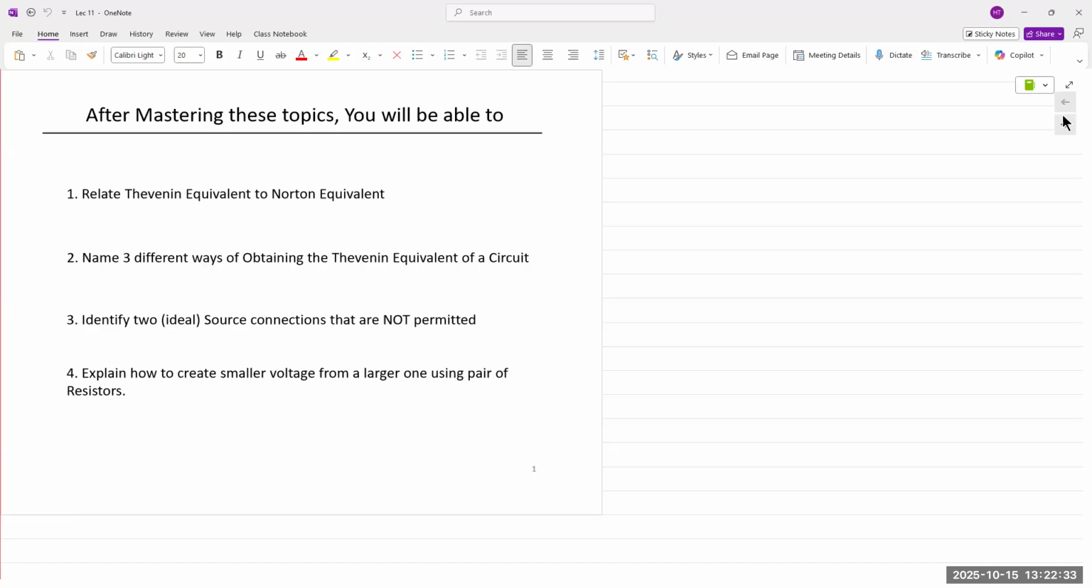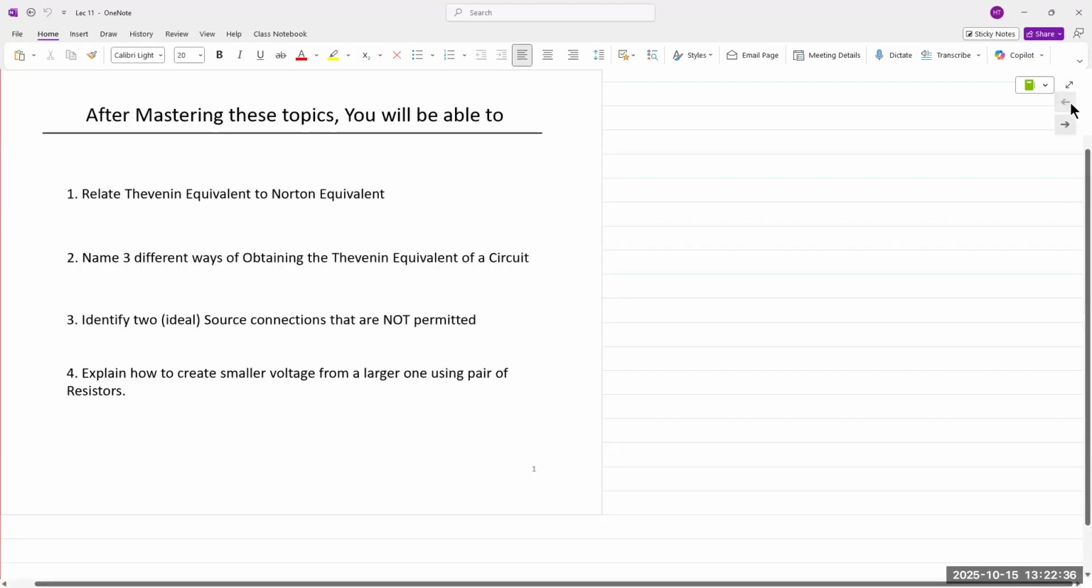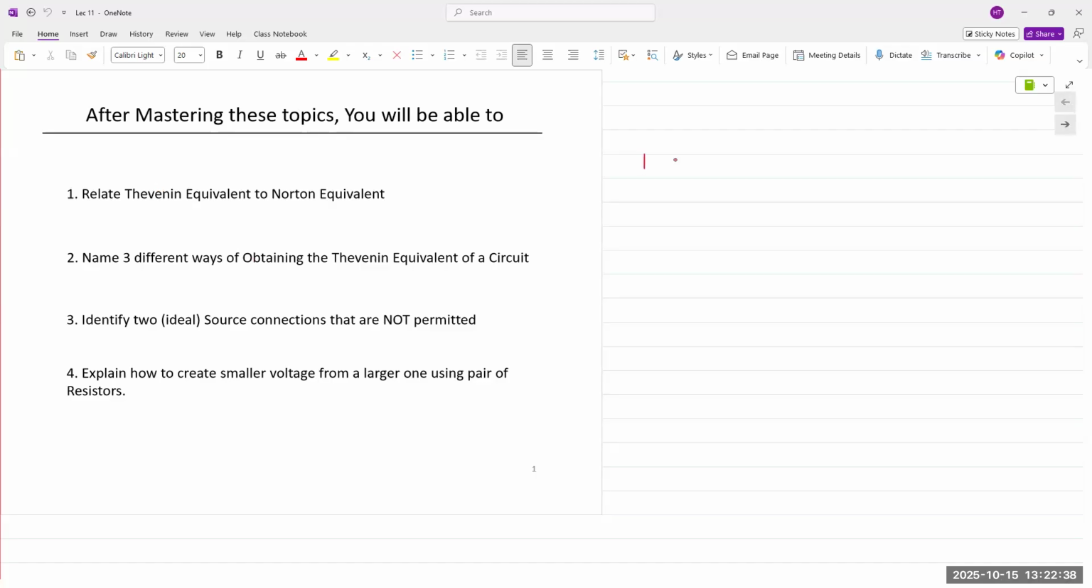And so, as I said, it's a voltage source in series with a resistor. This is known by various names: VT, VTH, RT, or RTH. I prefer to use TH just so it clarifies that it's Thevenin. And of course, these are the two output terminals.